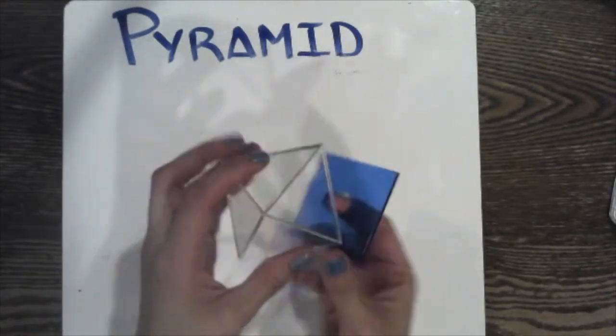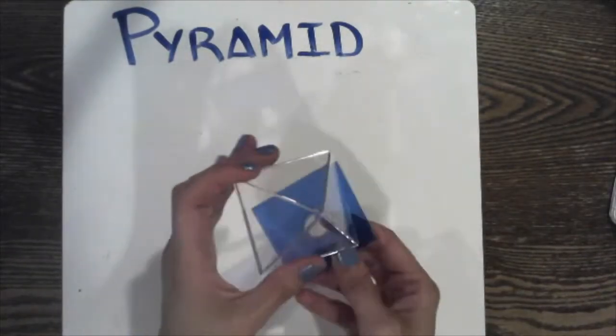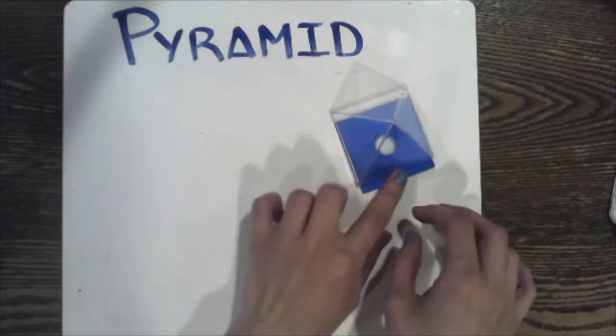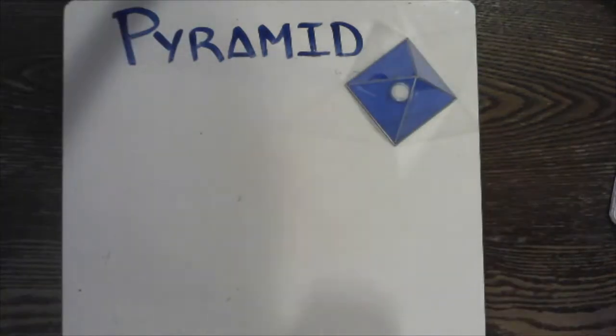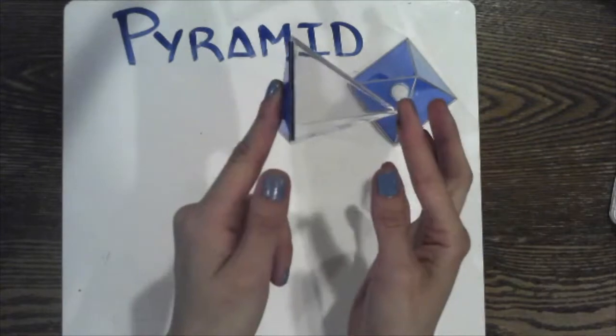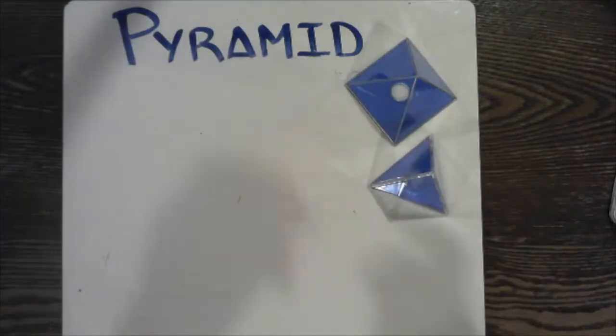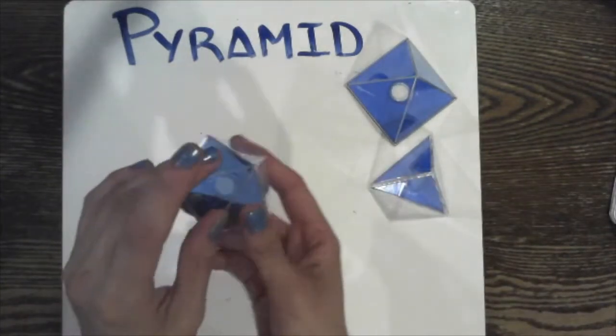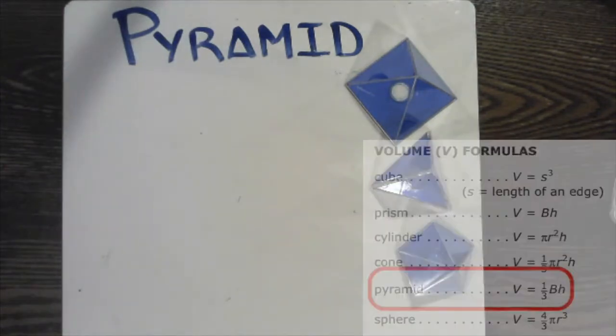Pyramids are solids with one base and a point on top. As you can see, it has only one base. In this case, this is a square pyramid. Here's a triangular pyramid with a triangle base, and here is a pentagonal pyramid with a pentagonal base. No parallel base on top.